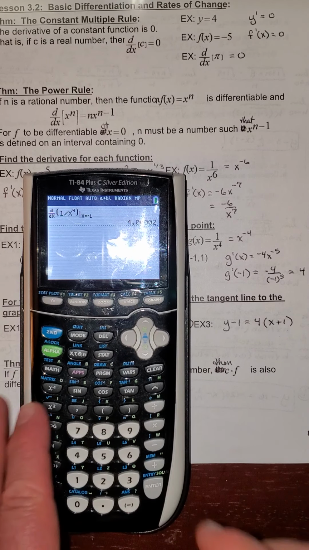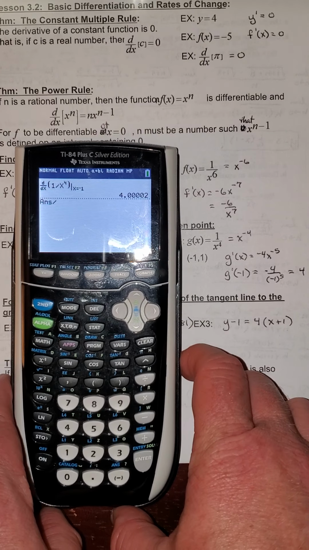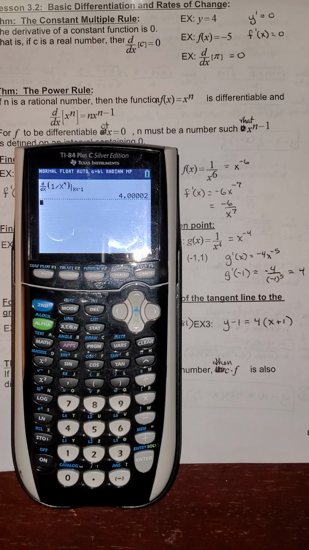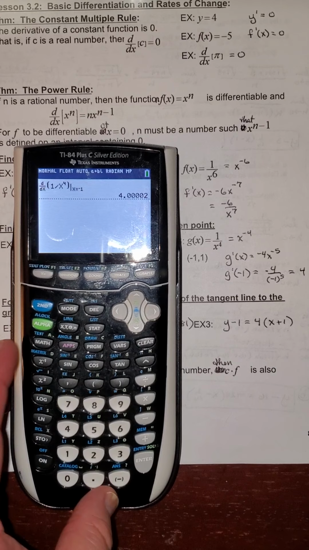Now, it does say 4.00002. Now, if you see that many zeros, that's just a rounding error. Ignore the numbers at the end if there are that many zeros or that many nines. Round it off. Now, here's another way I could have done that.